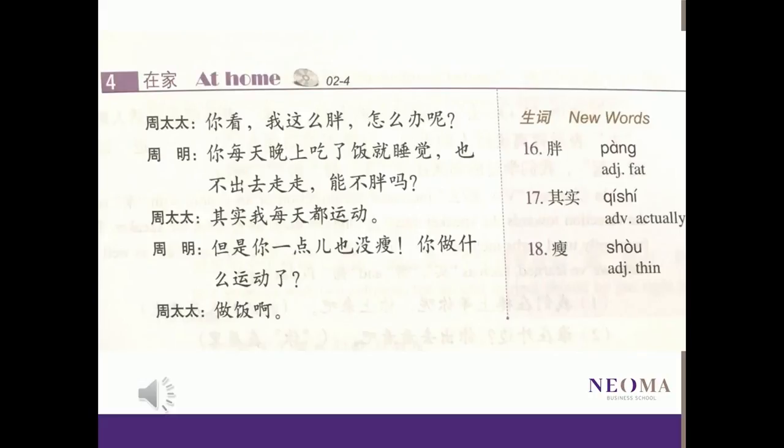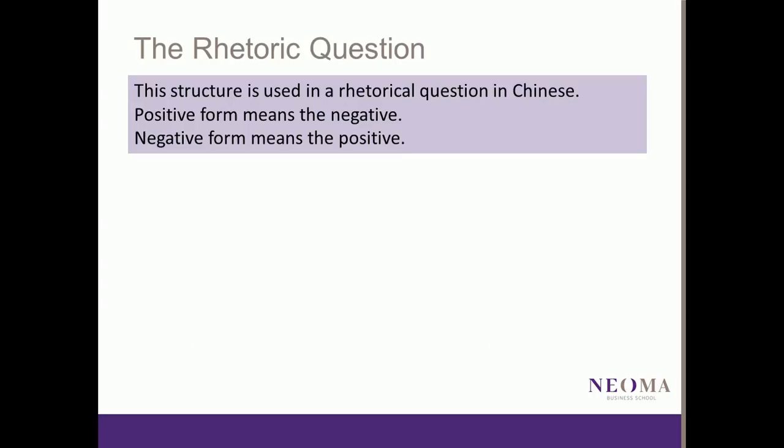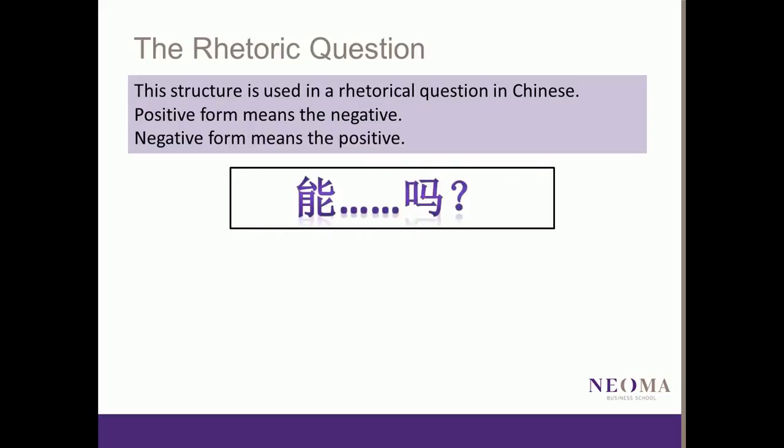Okay. So let's listen to it one more time. Oh, before that, I'll explain the rhetorical question. This structure, 能怎么怎么吗？能什么什么吗？ is used in a rhetorical question in Chinese. When the form is positive, it actually carries a negative meaning. And if it's the negative form, it actually means the positive. Let's see some examples.